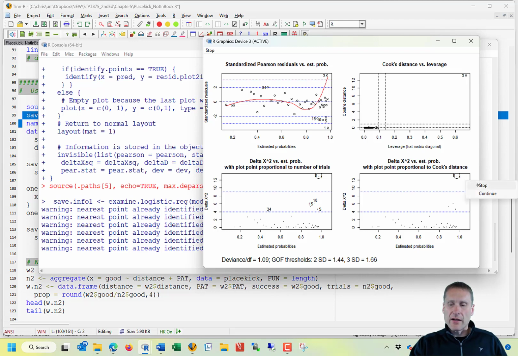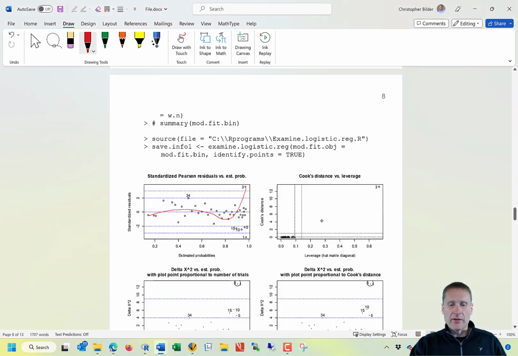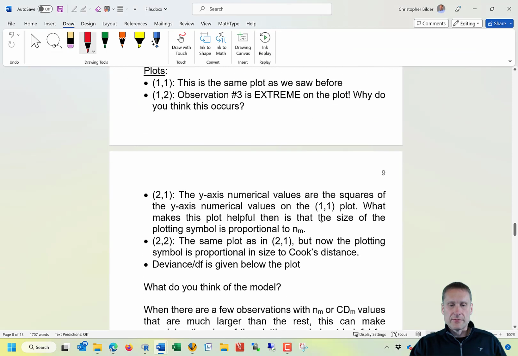So if I click on stop again, that's all the plots that are done. Down below, I have that deviance divided by degrees of freedom statistic. It ends up being 1.09. And then I also have the 2 standard deviation and 3 standard deviation thresholds. Notice 1.09 is less than those thresholds. So in terms of overall goodness of fit, this model looks to be okay. So let me come back over here to my notes.